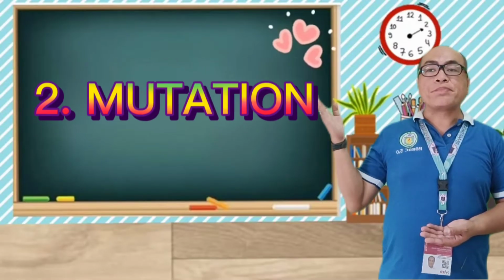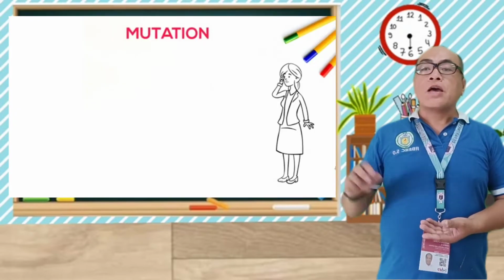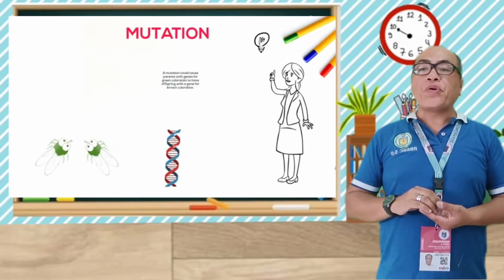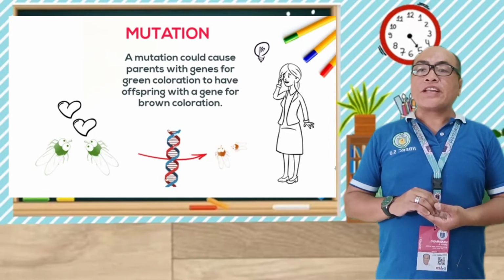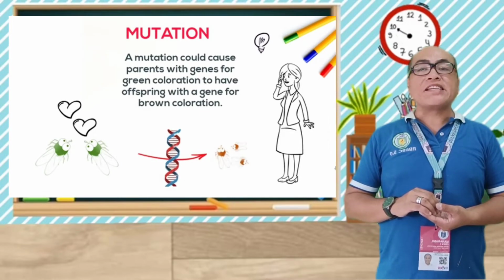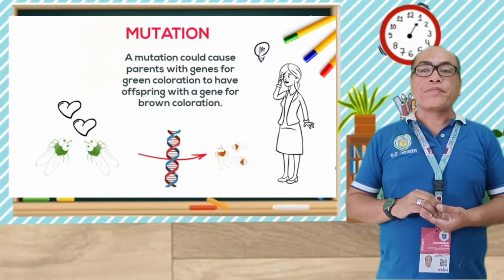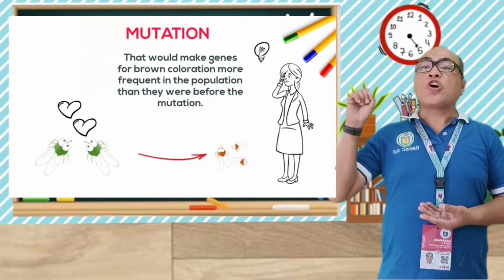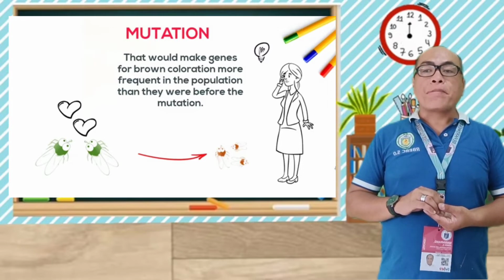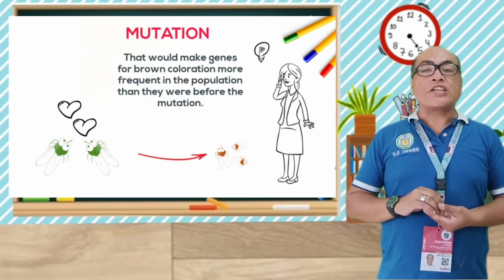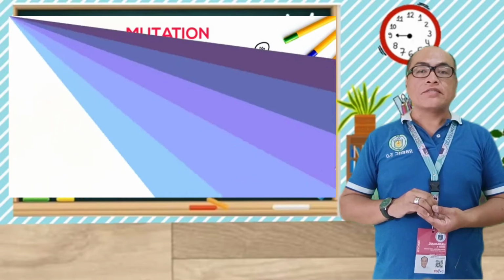Number 2 is mutation. Mutation is the source of new alleles in a population. Mutation is a change in the DNA sequence of the gene. A mutation can change one allele into another, but the net effect is a change in frequency.